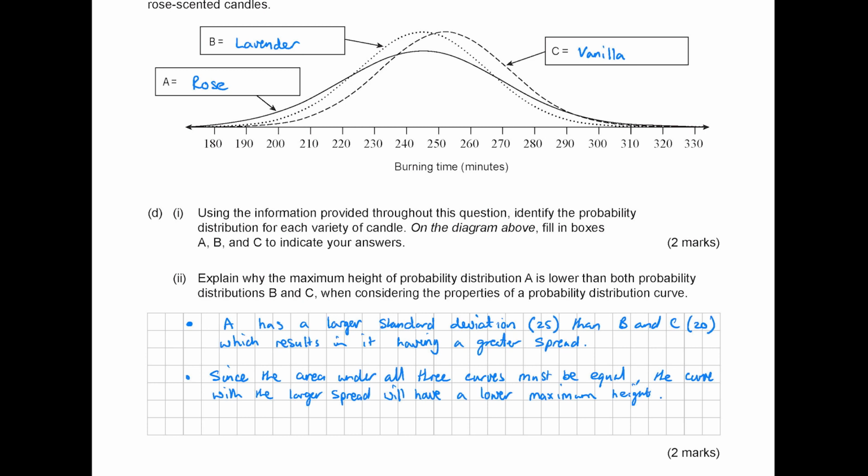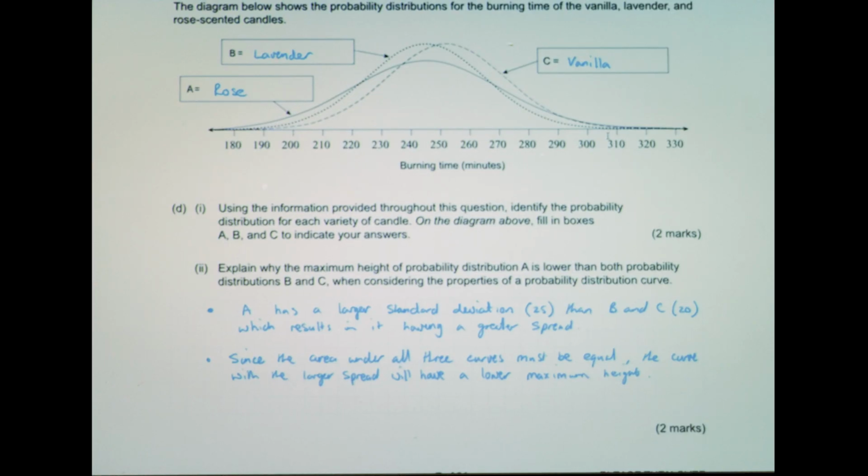A lot of students got 1 out of 2 for this question because they talked about the difference in standard deviations. But that second point that was made there, the area of all 3 curves must be the same. So if we've got one that's wider than the other ones, it's got to drop lower. So they had to be talking about the area of the curves either being equal to 1 or the area under each one being equal. And that was the key point that we were looking for there.